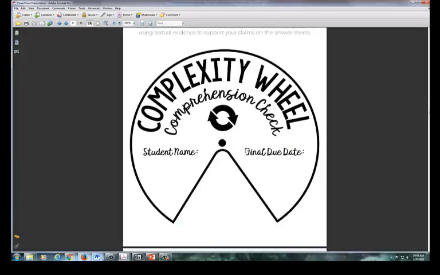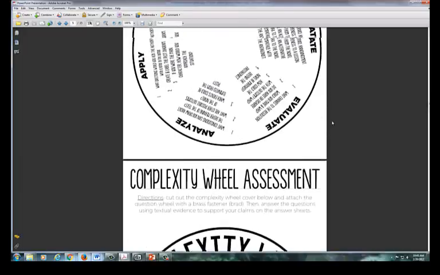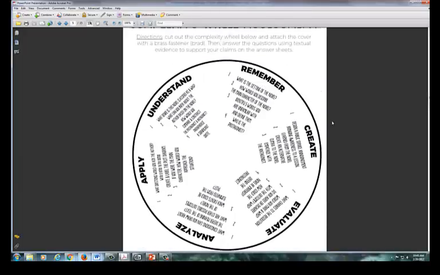And that is another thing. If you could call, text, or email me what color you would like for your complexity wheel, I will print that on the closest color of paper that I have for you, so that you can have your own personalized wheel.